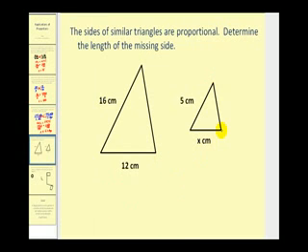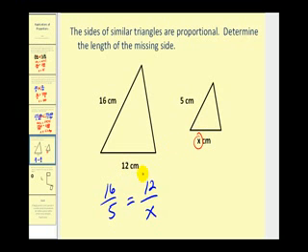Here we have a geometry example. These two triangles are similar, meaning they're the same shape but different sizes. And similar triangles are proportional, which means the ratio of corresponding sides are equal. So to determine the length of this missing side here, we'll set up two ratios comparing the larger triangle to the smaller triangle. So we can say that 16 is to 5 as 12 is to X.